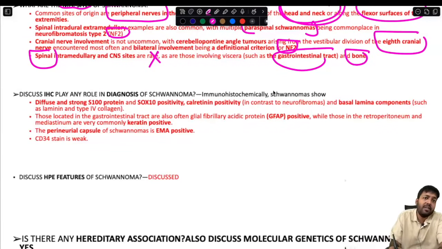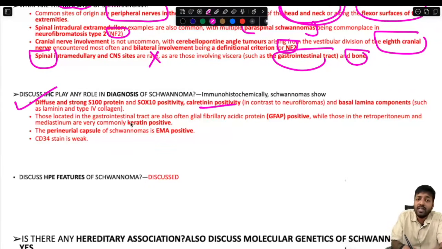So immunohistochemically, schwannomas show diffuse and strong S100 and SOX10 positivity, calretinin positivity, in contrast to neurofibroma, and basal lamina components such as laminin and type 4 collagen positivity is there.